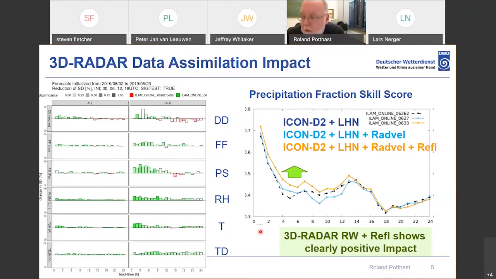So here you also see that we have latent heat nudging as a technique to assimilate the precipitation scan, and then we have the LETKF on top of this to assimilate all the various elevations of our volume scan. And you see, over 24 hours on the time axis, the improvement if you switch on radial winds, and radial winds plus reflectivity, in terms of the precipitation fraction skill score.